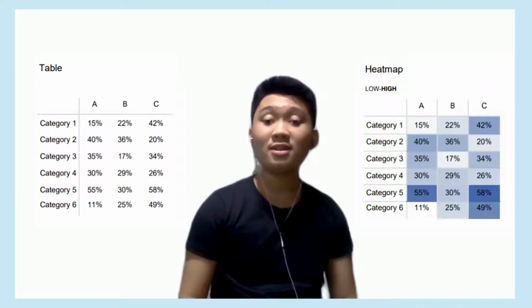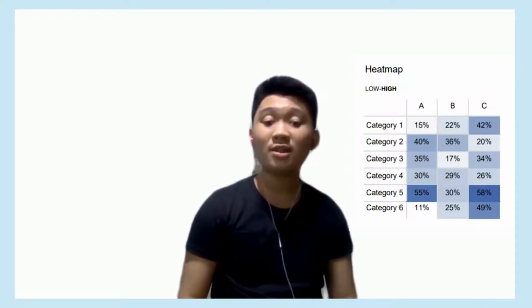In the example, we can see the clear difference between a normal data table and a heat map. In the heat map, we can clearly see how the bigger data has a darker shade of color and the smaller data has a lighter shade of color.